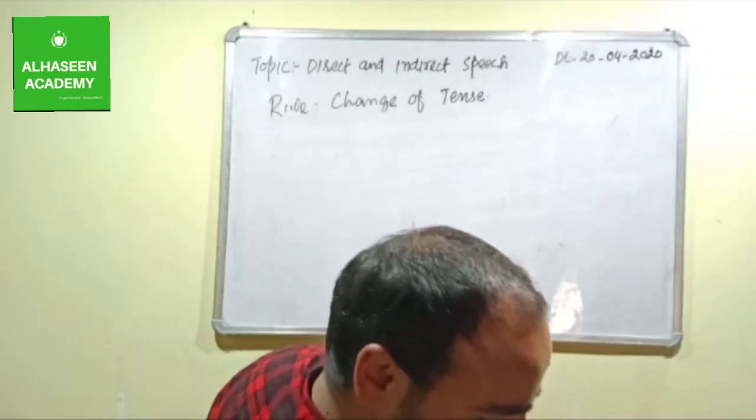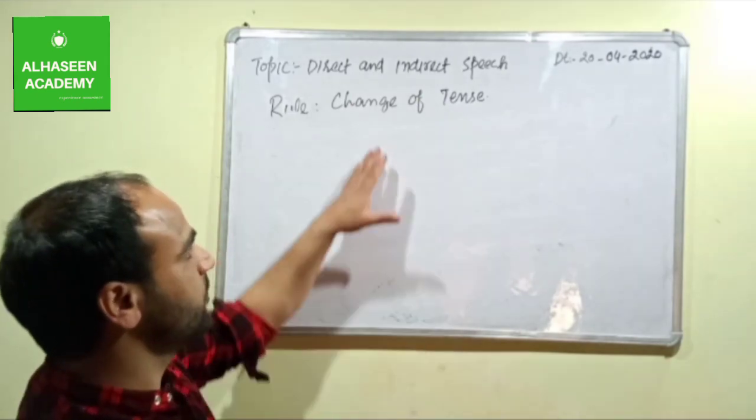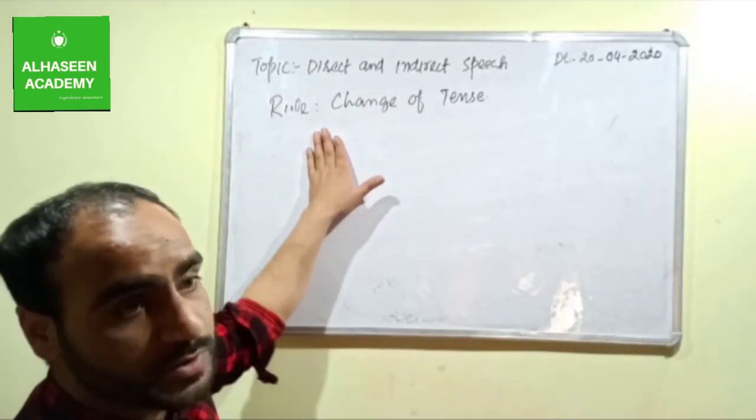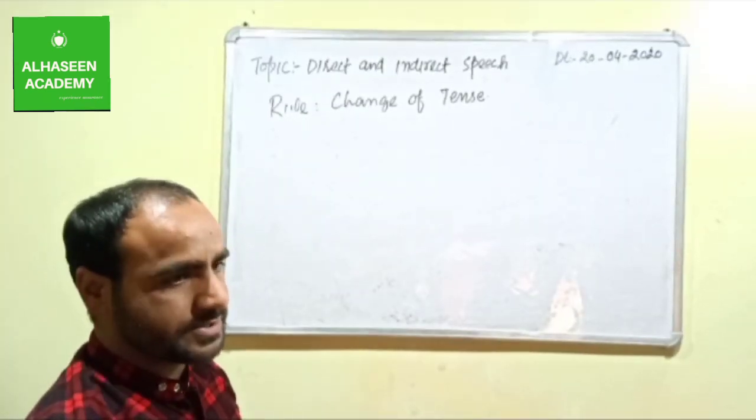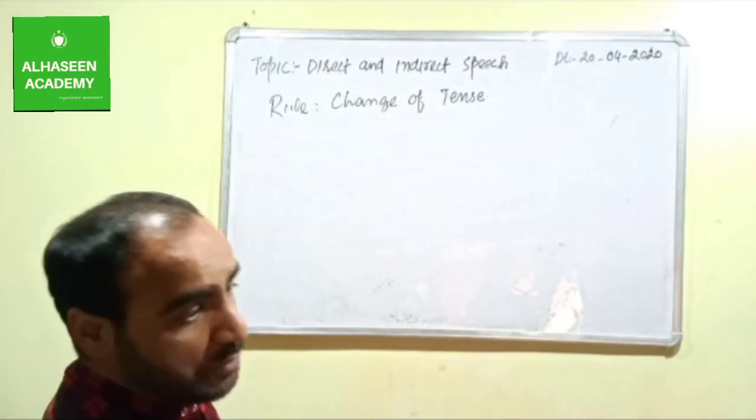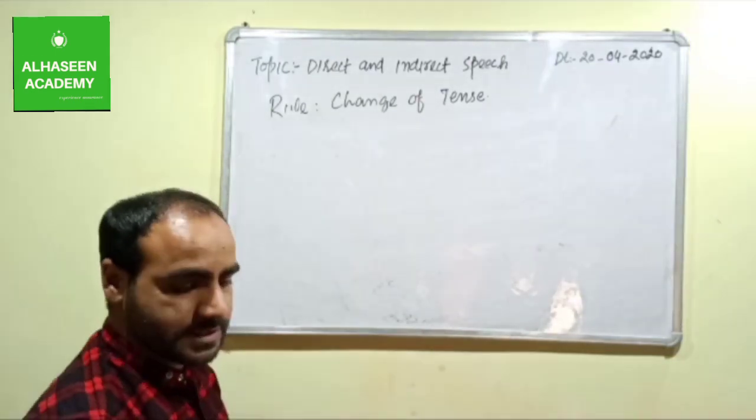So far we have learned and converted all rules regarding the present tense. Now we will move towards the past tense. How are past tenses changed?